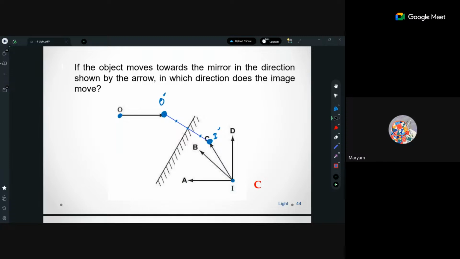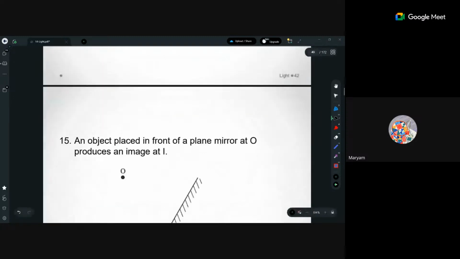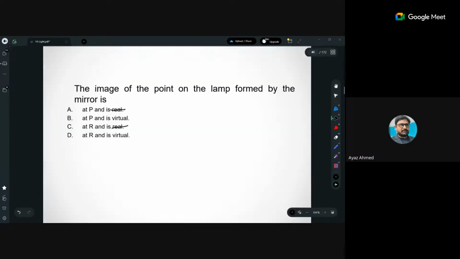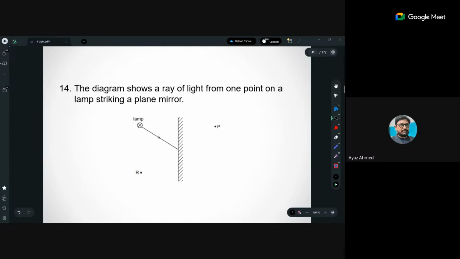Question number 14 on slide number 41. What is the answer? Because you did not mention the answer. The image of a point on the lamp formed by the mirror is... a mirror can never make a real image, so cross it, cross it. So virtual will be at point P, and it's virtual, at point R, and it's virtual. Diagram is there now. So the lamp is here. Again just draw a straight line, because the mirror image will be exactly in front of the mirror. So here will be the lamp.